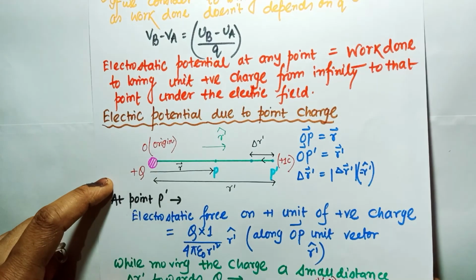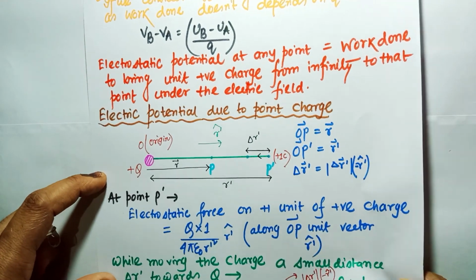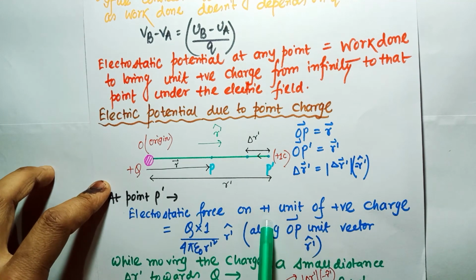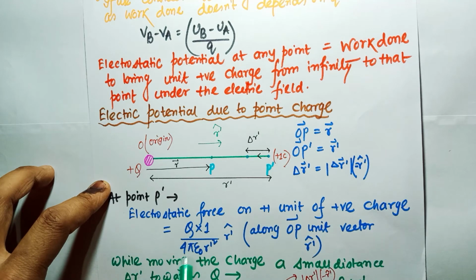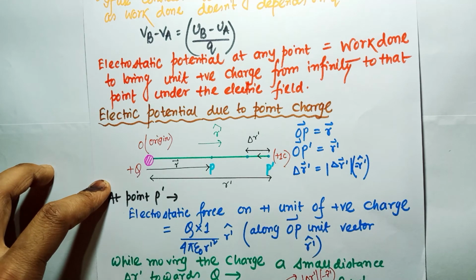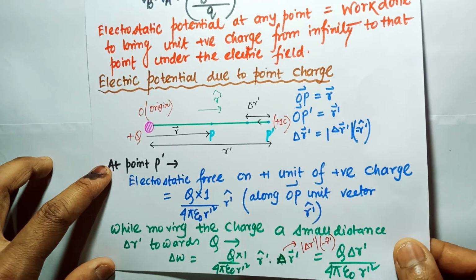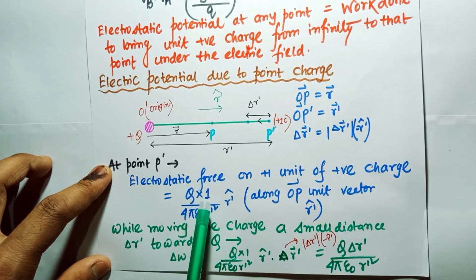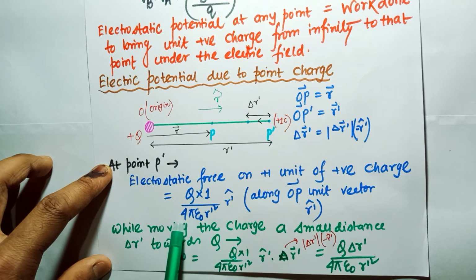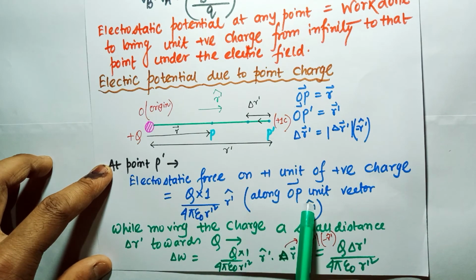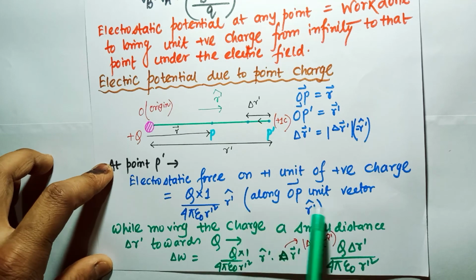So at point P prime, the electrostatic force on 1 unit of positive charge, what will it be? From the Coulomb force, Q1 Q2 divided by 4 pi epsilon naught r square. So Q times 1, this is the 1 unit of positive charge, divided by 4 pi epsilon naught r prime square times r prime cap, this is the r prime distance, along OP unit vector r prime. We choose the r prime cap as the unit vector along OP.